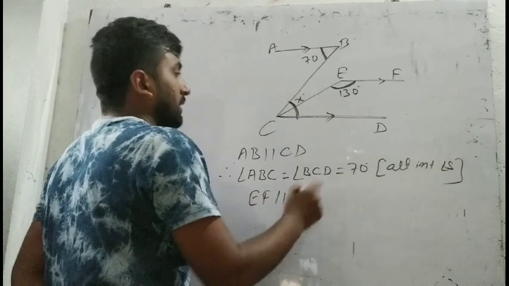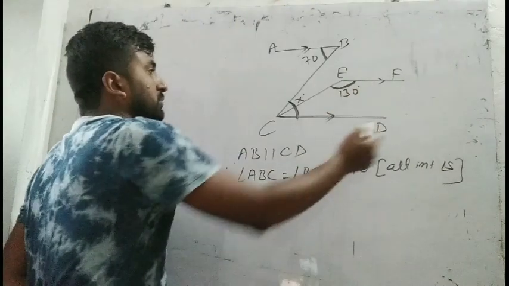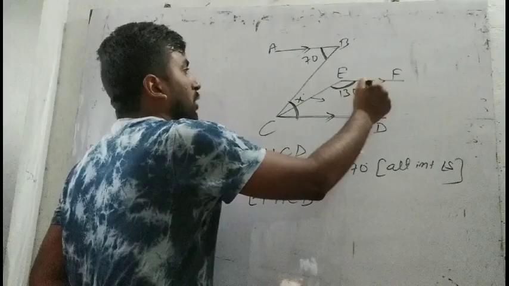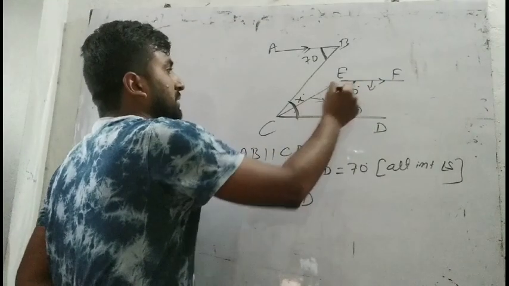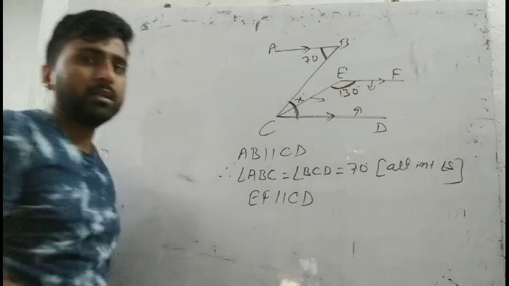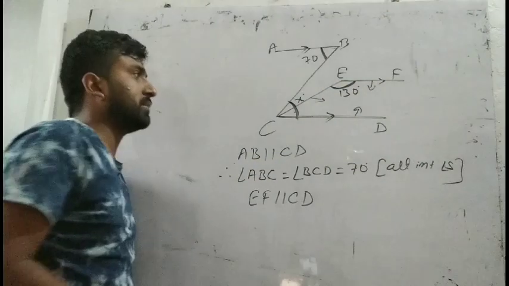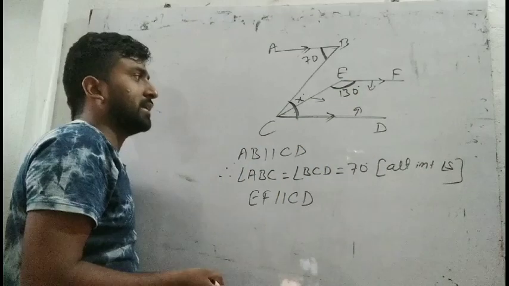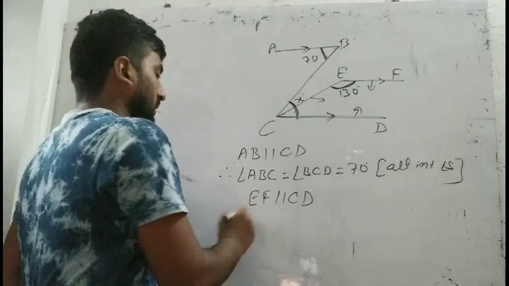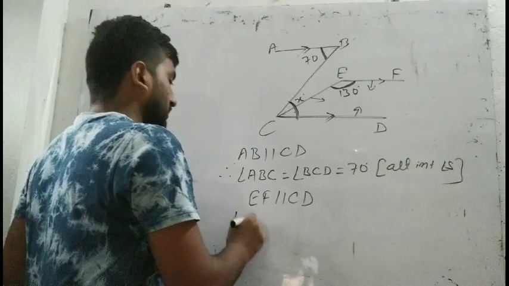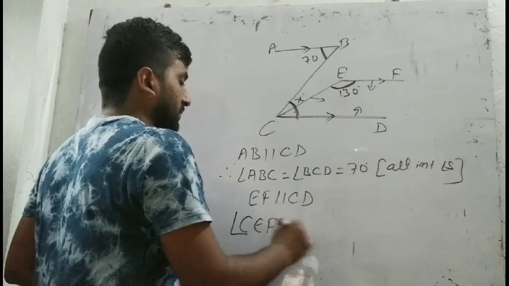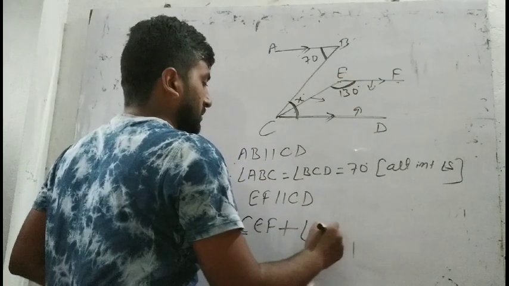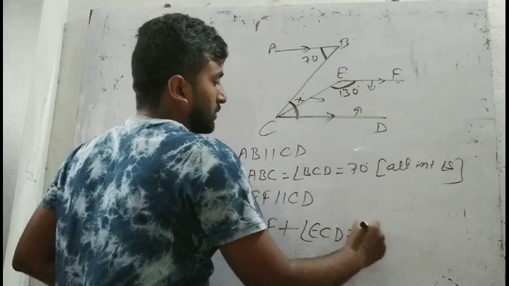Now EF is parallel to CD. Here it is also given that EF is parallel to CD, and on the same side of the transversal and interior of the parallel lines, this angle and this angle form co-interior angles. When two lines are parallel and there is a transversal, the sum of co-interior angles is equal to 180 degrees. So angle CEF plus ECD is equal to 180 degrees.